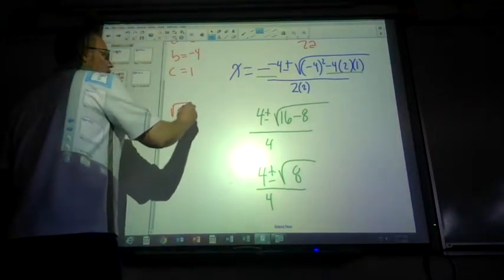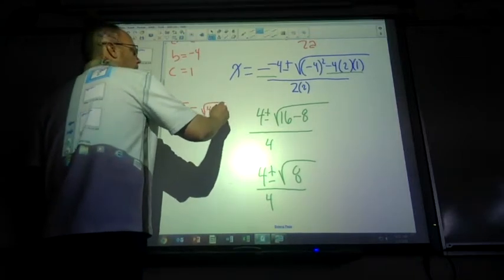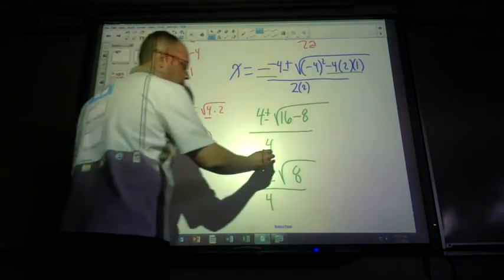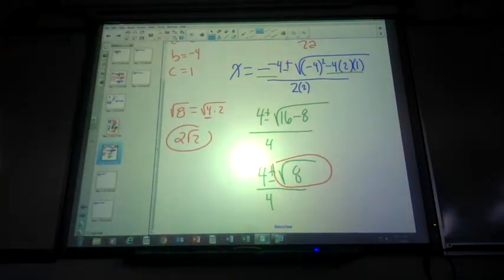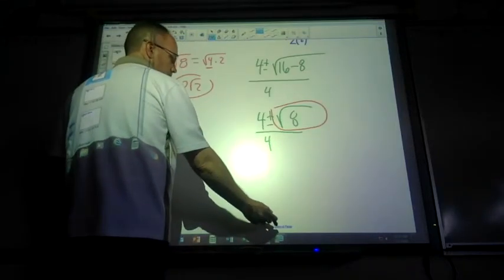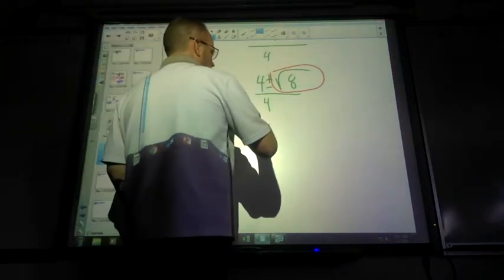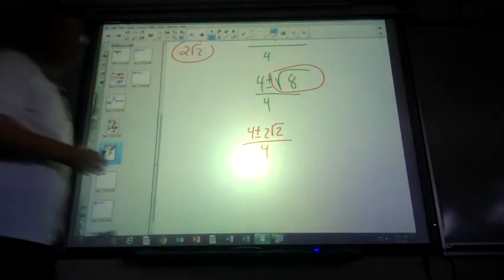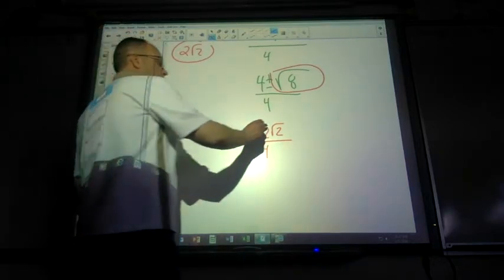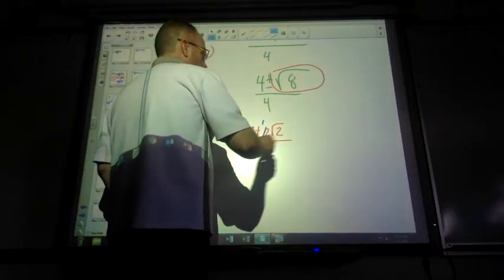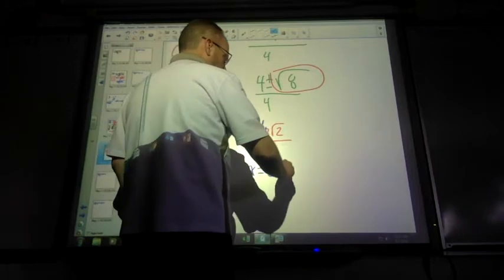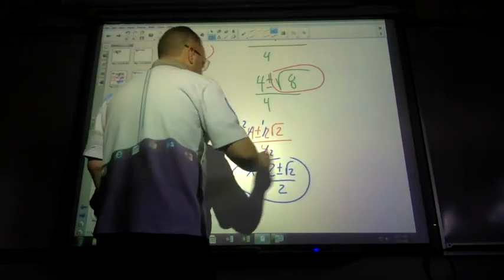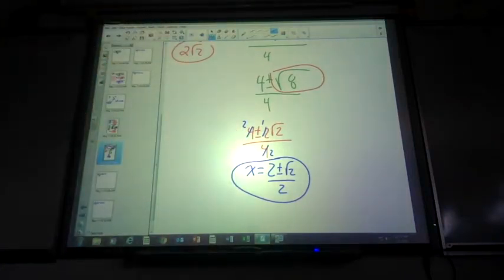I want exact radical, so I'm going to change this to what? 4 times 2. Square root of 4 is? So 2 root 2 is going to go right in for this right here. Is that all right? Move it down. I'm going to plug 2 root 2 in for that. What should I do next? Divide by 4 or divide by 2? 2. That's the least I can do. So that's a 2. That's a 2. So x is equal to 2 plus or minus square root 2 all over 2. That is my nice exact answer. Good? You okay with that? So this is my exact radical answer.